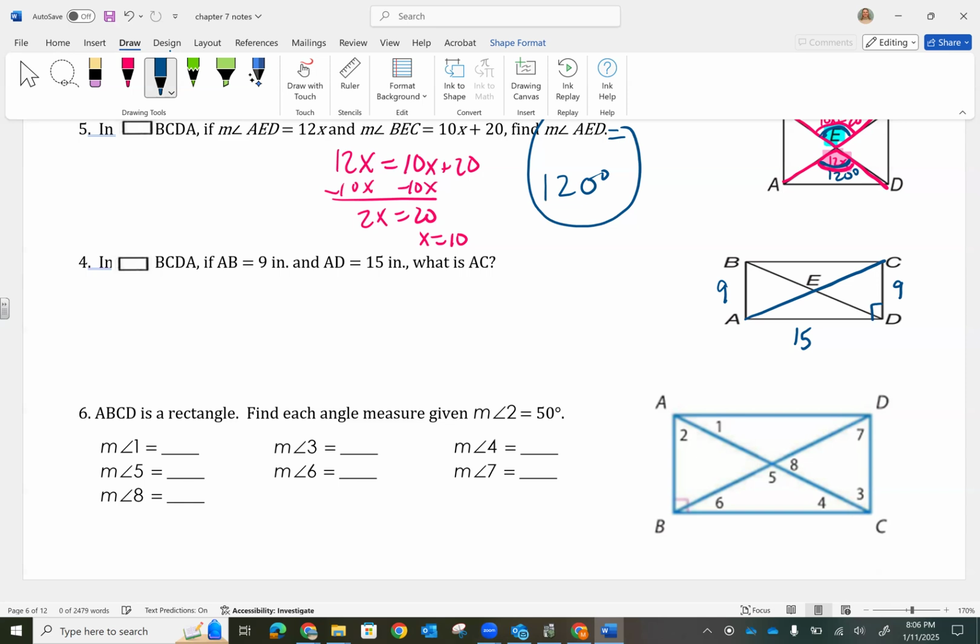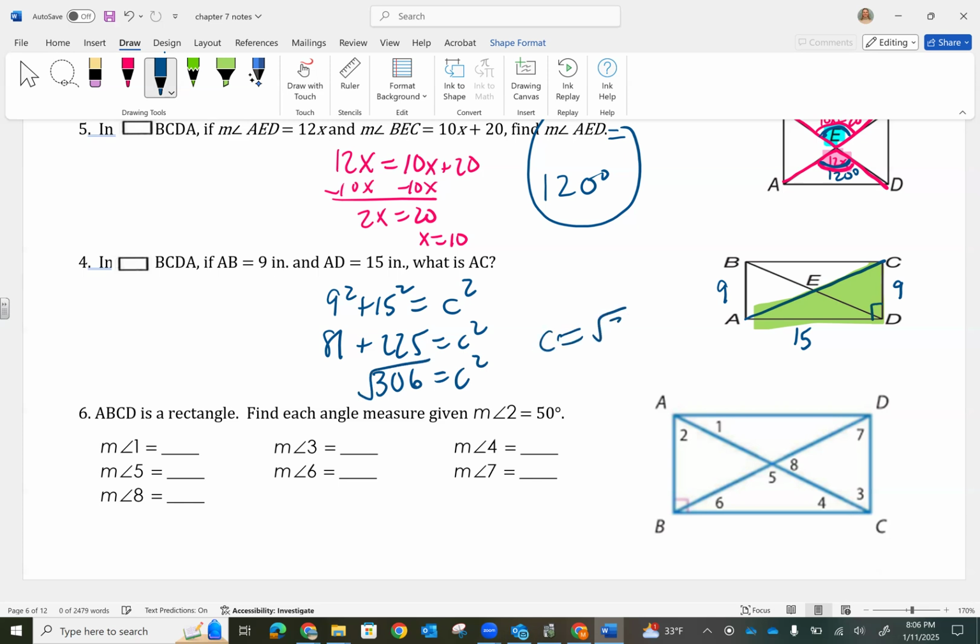So if we want to find that, we know it's the right angle. So we can focus on this right triangle. And so you can do 9 squared plus 15 squared equals C squared, the hypotenuse. And so that's going to be 81 plus 225 equals C squared. You do 81 plus 225, you get 306. Take the square root. And so C is equal to the square root of 306. And that's going to be inches. Or if you get a decimal, you're going to get approximately 76.5 inches.